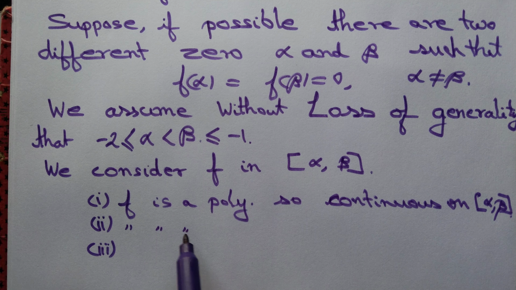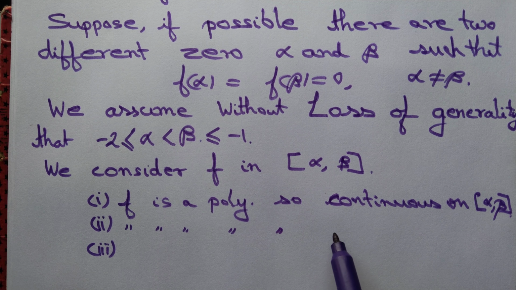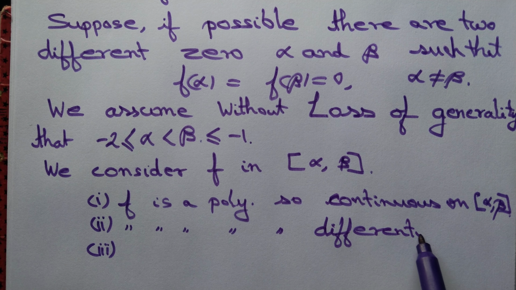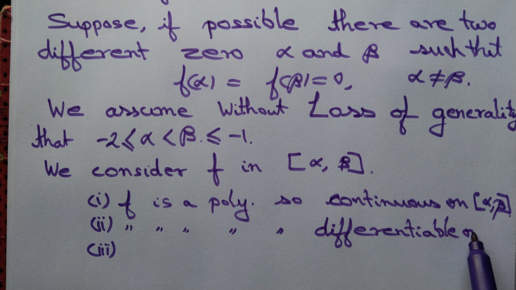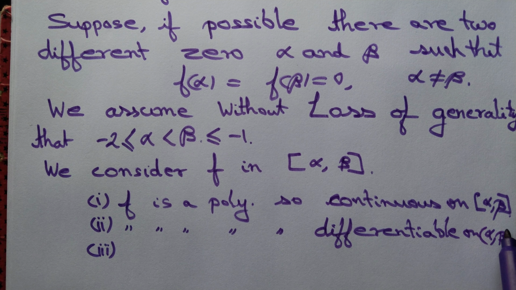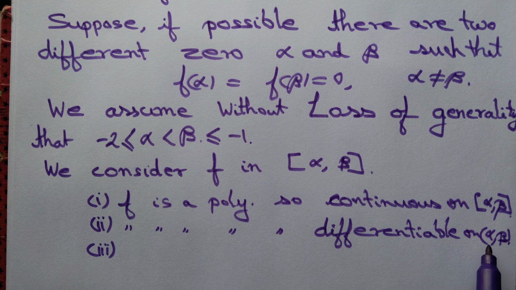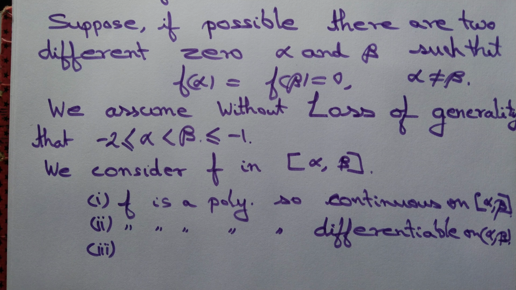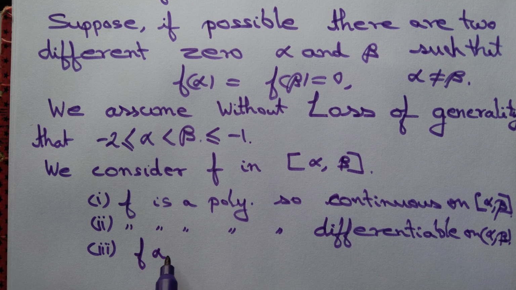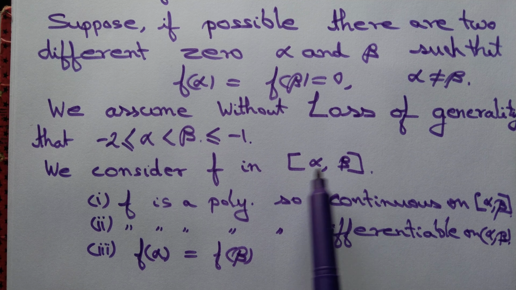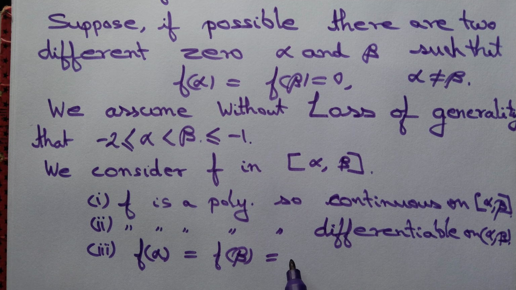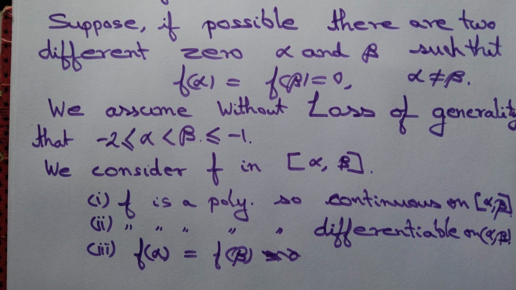Again, f is a polynomial, and so differentiable. You can differentiate any polynomial, and it is differentiable on the open interval (alpha, beta). It is differentiable throughout R. For every real number it is differentiable, so it should be differentiable in a smaller interval. Last point, f(alpha) equal to f(beta): the value of the function at the endpoints must be equal. f(alpha) equal to 0 is not necessary, so what's enough is f(alpha) equal to f(beta).